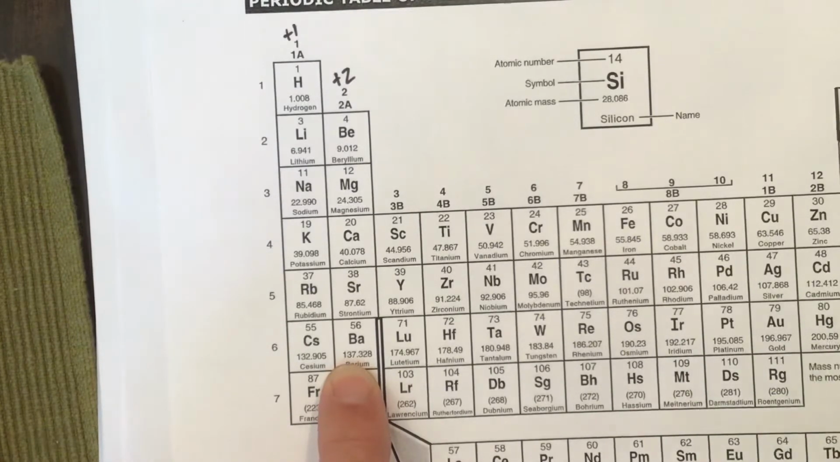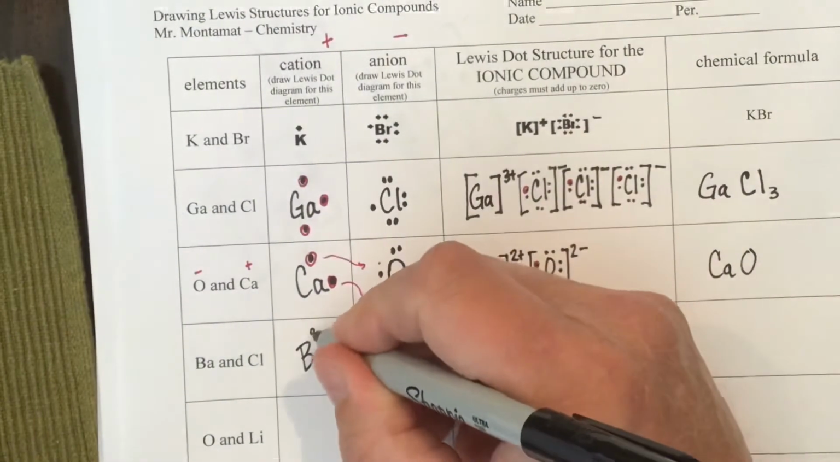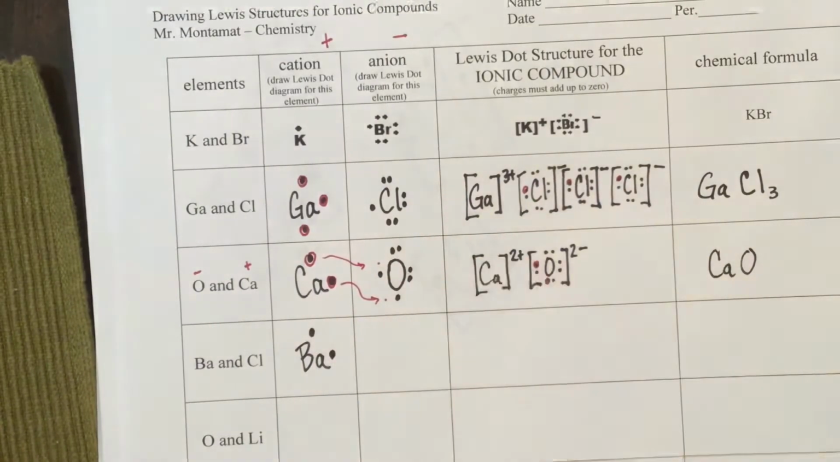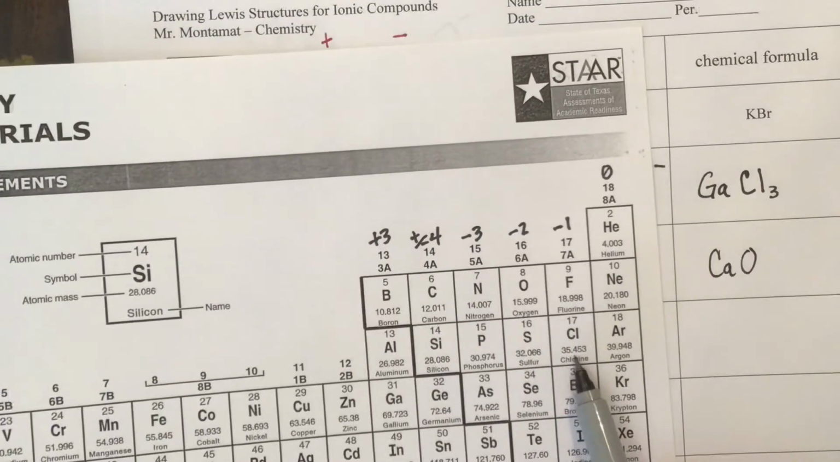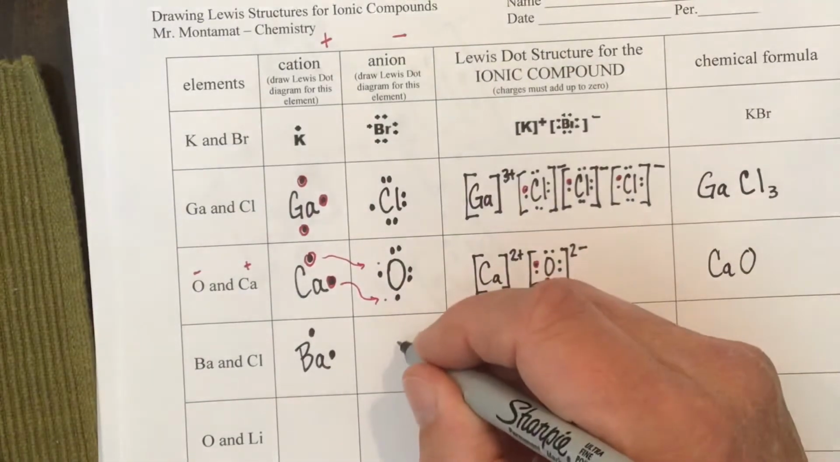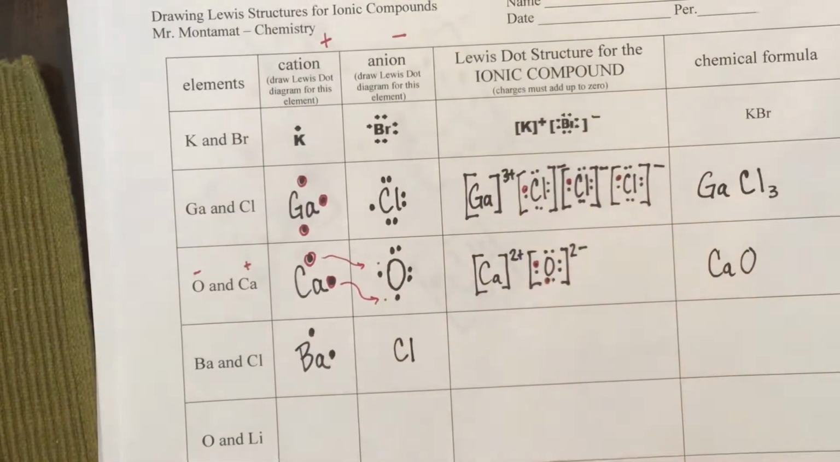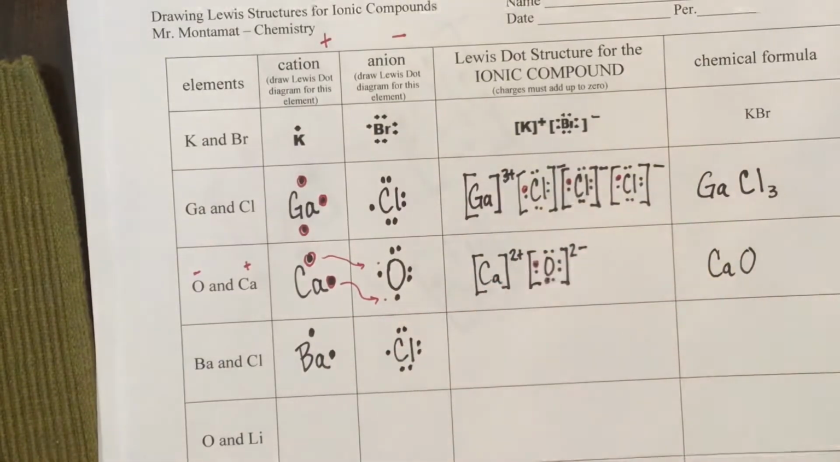Anyway, all right, barium is in group 2, so it must have 2 valence electrons, just like calcium. Notice that elements that are in the same group have similar properties because they have similar numbers of valence electrons. And chlorine, remember chlorine. Chlorine is way over here in group 17. Chlorine is a halogen. It has 7 valence electrons. One, two, three, 4, 5, 6, 7.